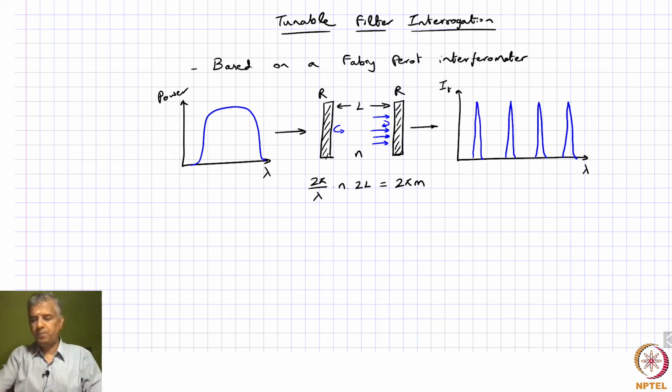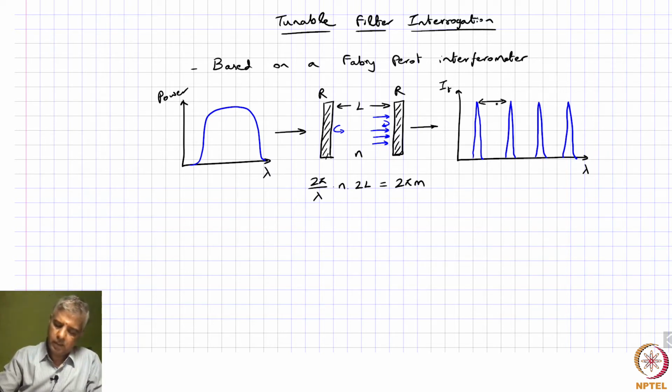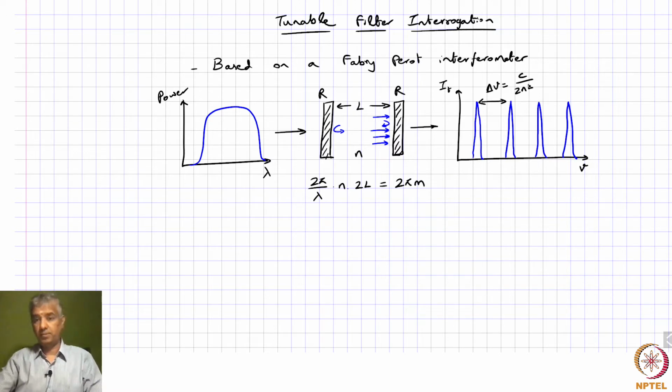These peaks are separated in, let me represent this in terms of frequency instead of wavelength. So these are separated in frequency. If you work this out, you will see that this is satisfied by specific wavelengths, and if you look at the corresponding frequency for two consecutive values of m for which this is satisfied, you will see that delta nu is given by c over 2 times n times L.